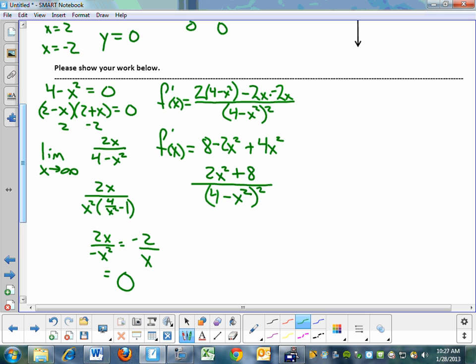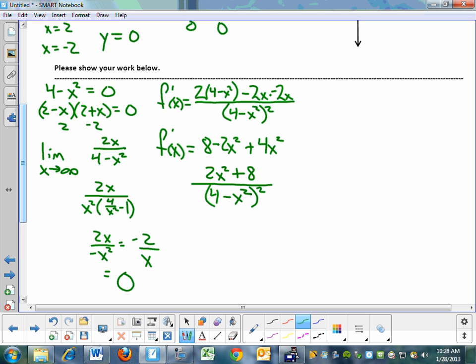Nathan sees it, okay? The top is always positive. Think of this graph, 2x squared plus 8. It's always above the x-axis. The bottom, you're squaring it. Is the bottom always positive? Yeah, so you have a positive over a positive, which is a positive. So it's always positive. You have no local maxes, you have no local mins, and it is always increasing.